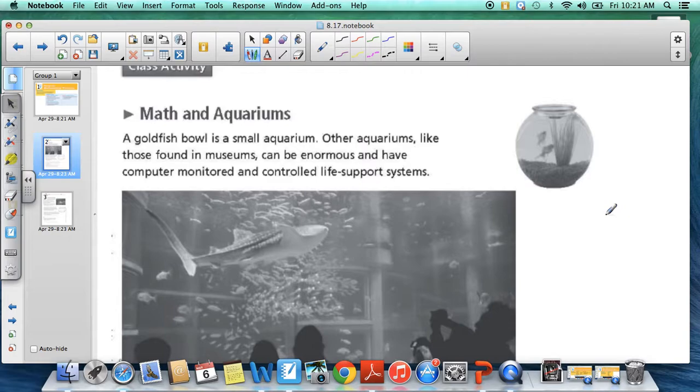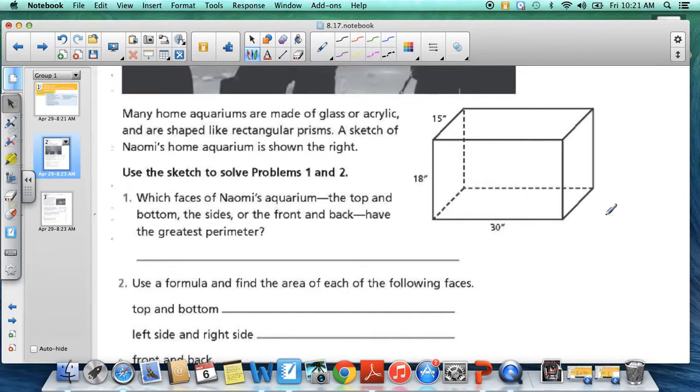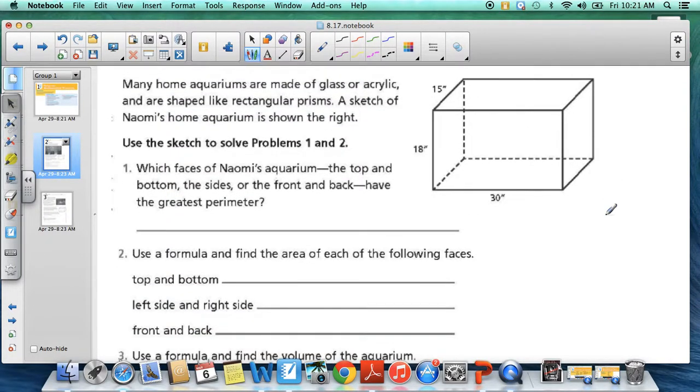Okay, so math in aquariums. A goldfish bowl is a small aquarium. Other aquariums, like those found in museums, can be enormous and have computer monitored and controlled life support systems. Many home aquariums are made of glass or acrylic and are shaped like rectangular prisms. A sketch of Naomi's home aquarium is shown to the right. Use the sketch to solve problems 1 and 2.